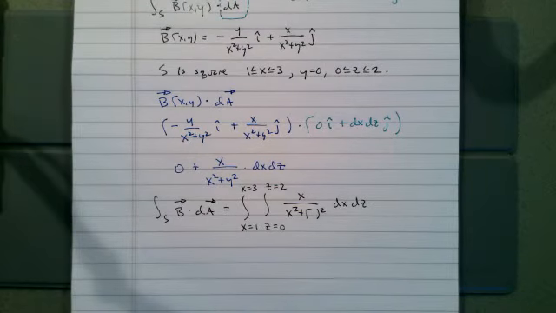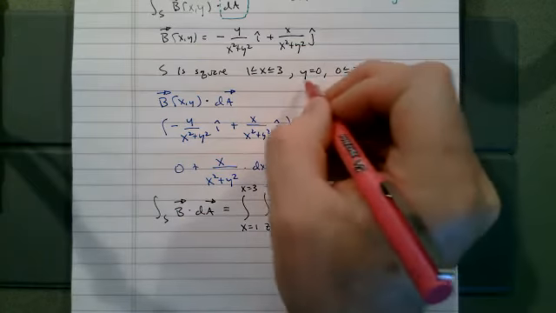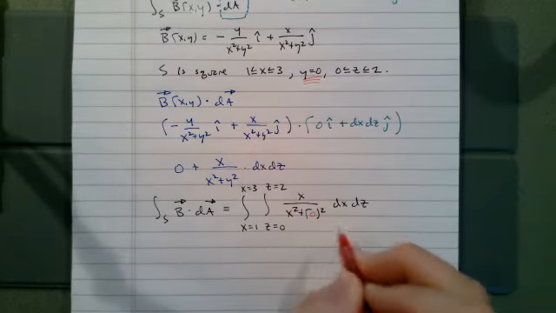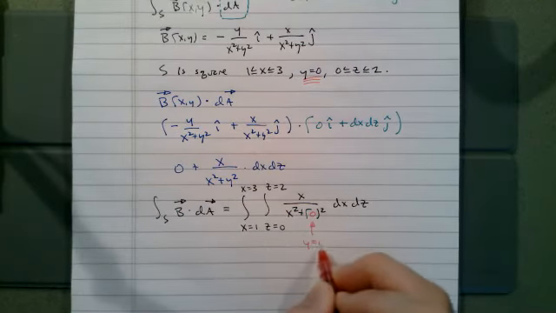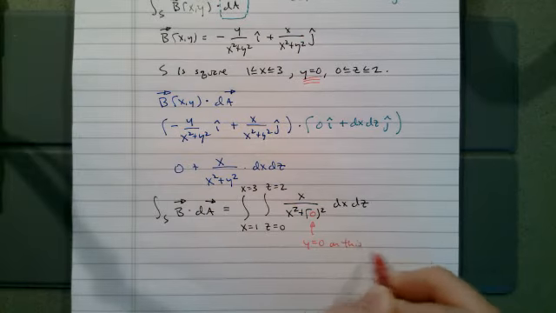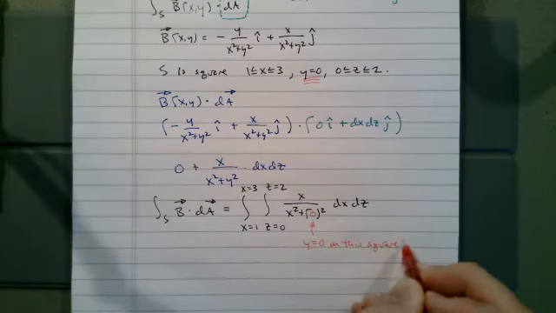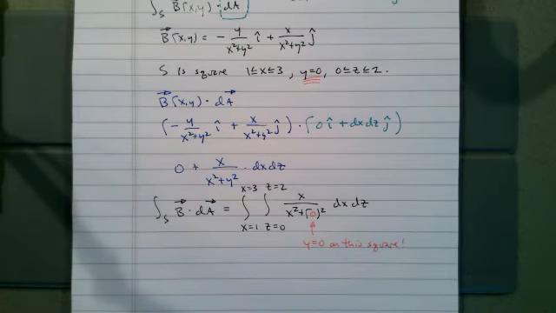Now notice I left the y squared blank because going through this surface on this square, y is equal to 0. So I'm not worried about that. So really, we're just integrating x from 1 to 3 and z from 0 to 2, the function 1 over x.